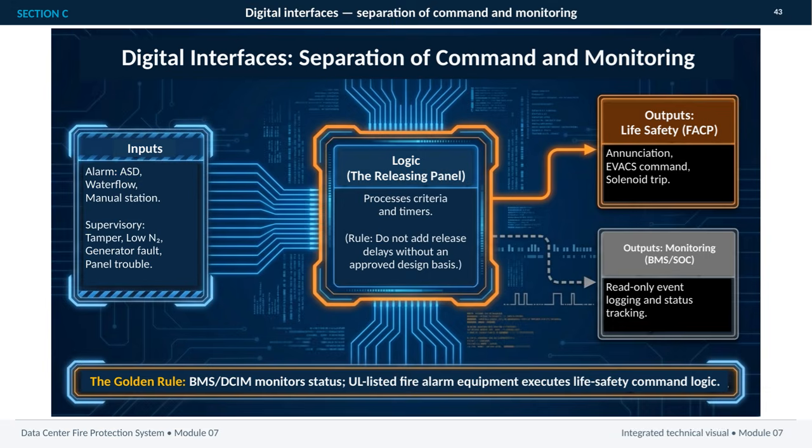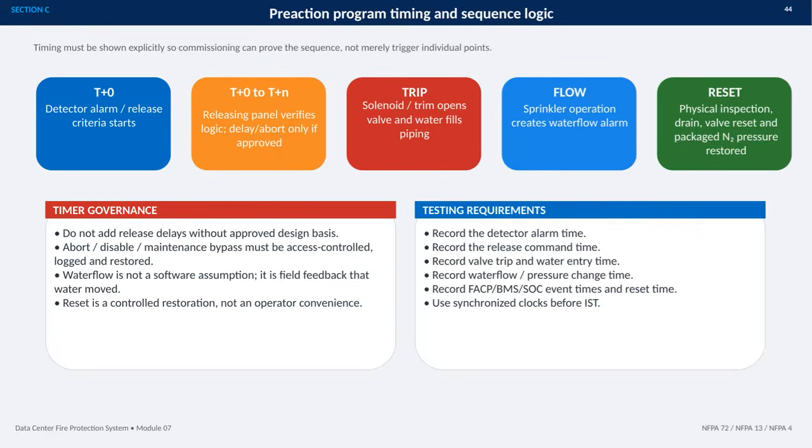From there, the system produces two different categories of outputs. Life safety outputs go to the fire alarm control panel and include annunciation, evac commands, and the solenoid trip. Monitoring outputs go to the BMS or SOC, where the function is limited to read-only event logging and status tracking. This means the BMS or DCM can observe conditions, but it does not become the system responsible for executing fire protection commands. In practical terms, monitoring platforms provide visibility, while UL-listed fire alarm equipment retains control of the life safety decision and action.